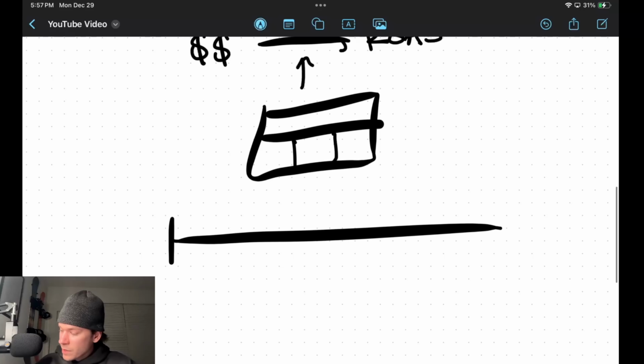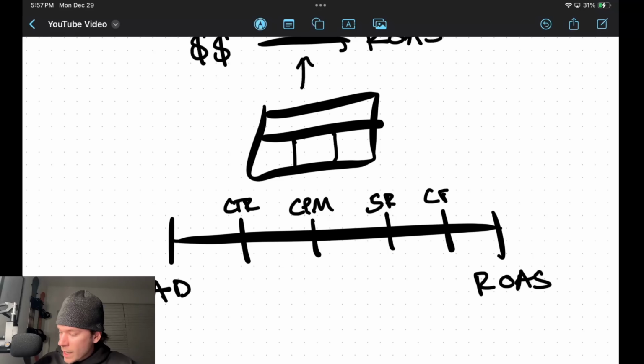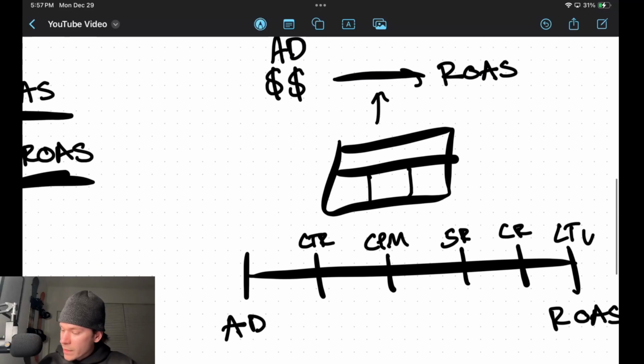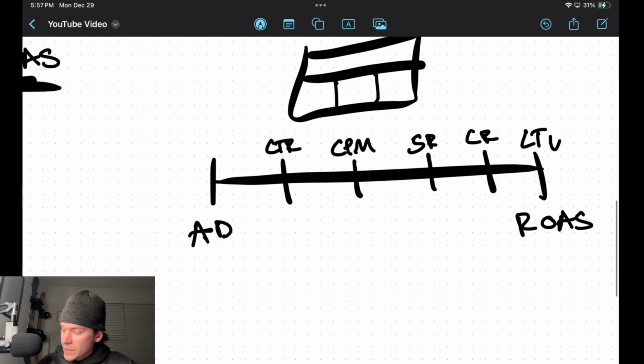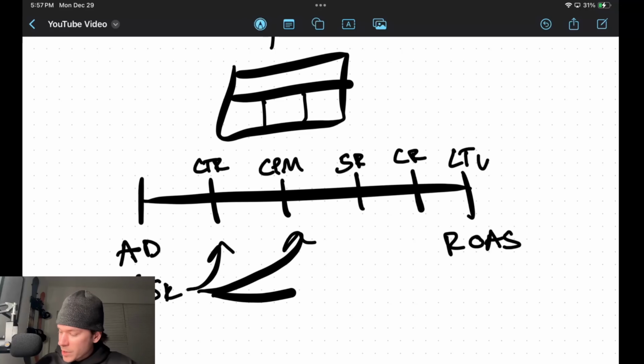And so if we visualize this on a timeline, what this looks like from ad to return on ad spend is a bunch of individual data points, things like your click-through rate, things like your CPMs, your show rate, your close rate, even your LTV. And what you are doing when you're breaking up this 15 to 30 grand test budget is you are paying to solve each one of these metrics, right?